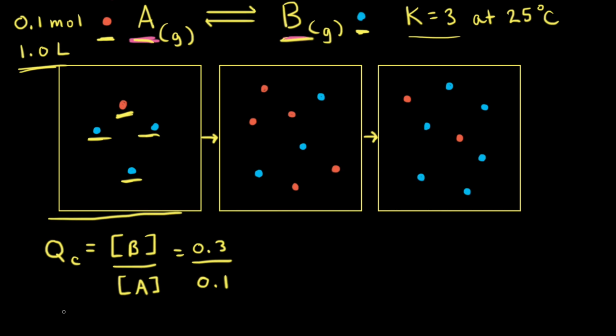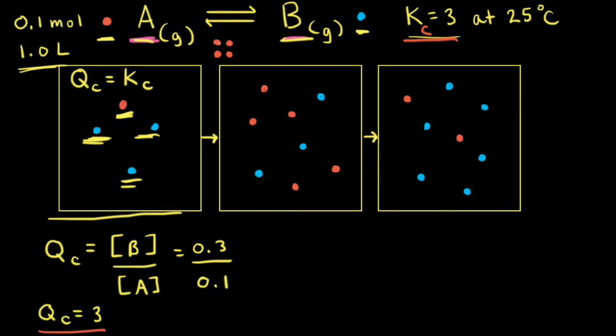And 0.3 divided by 0.1 is equal to 3, so QC at this moment in time is equal to 3. Notice we could have just counted our particles, 3 blues and 1 red, and said 3 over 1. That would have been a little bit faster. So QC is equal to 3, and KC is also equal to 3, so I should have written a C in here. So when QC is equal to KC, the reaction is at equilibrium. So in this first particulate diagram here, where QC is equal to KC, the reaction is at equilibrium.